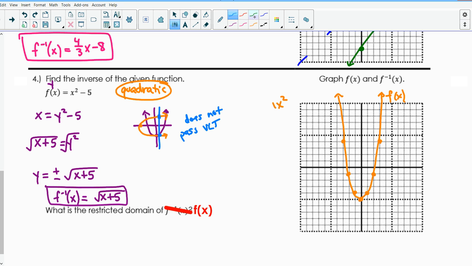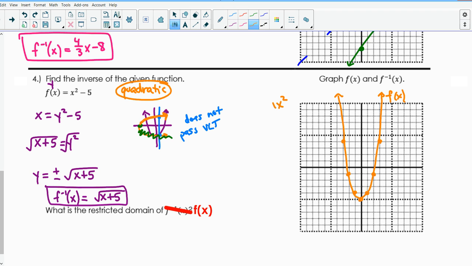But I want it to be the inverse function. So what I do is I get rid of half of it. If this is the vertex and this is where it starts, I can get rid of this and just make it this part right here. And now it's a function because there isn't this bottom part.